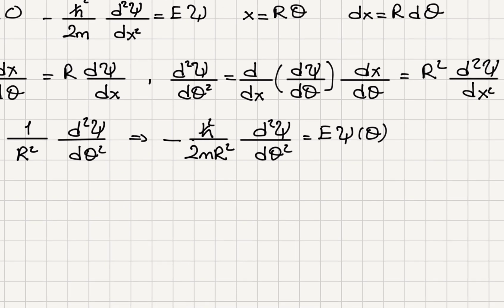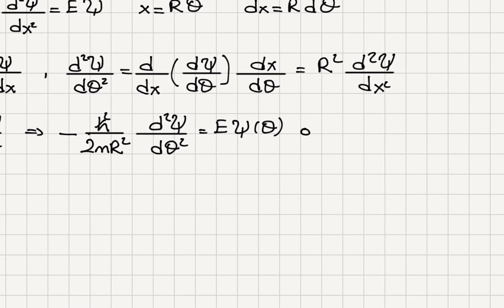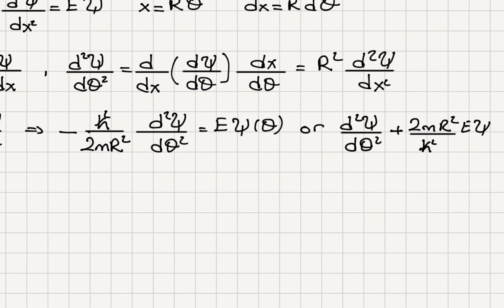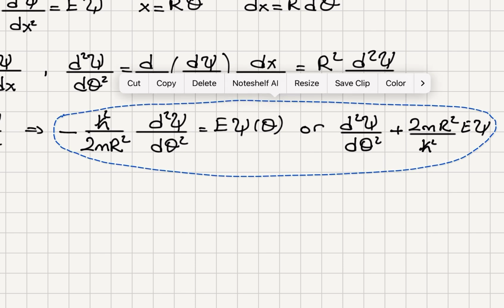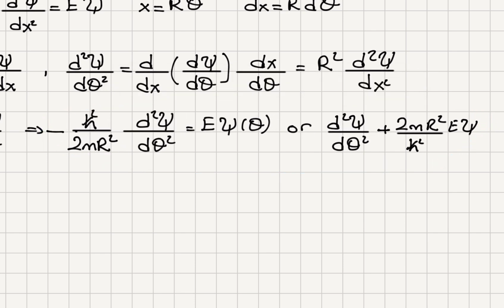Now I have written this in terms of theta, so I can isolate d squared psi d theta squared, and now I will have this term 2m capital R squared over h bar squared with a minus sign here, so to the left it will come with a plus sign. So plus 2m capital R squared divided by h bar squared energy times psi. This is equal to 0.